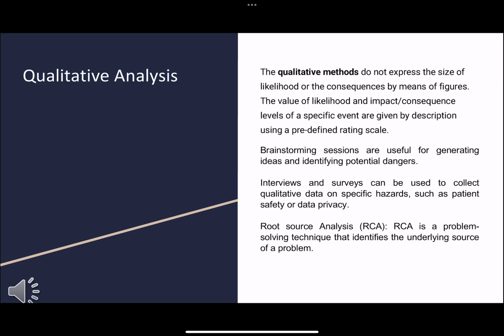Root cause analysis, or RCA, is a problem solving technique that identifies the underlying source of a problem. The RCA can help in determining the root causes of a risk and implementing effective risk mitigation methods.